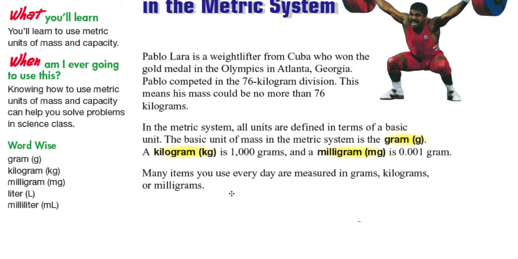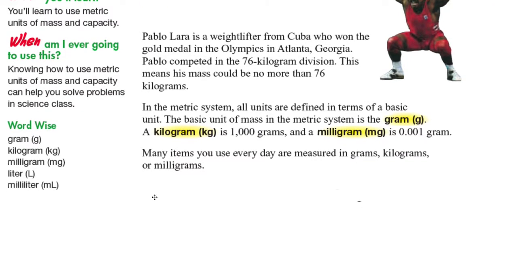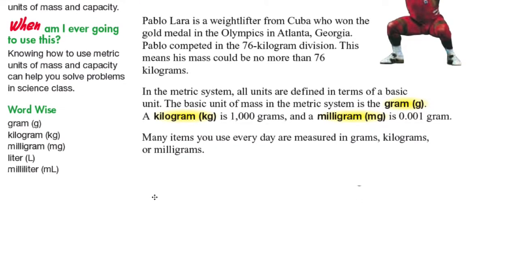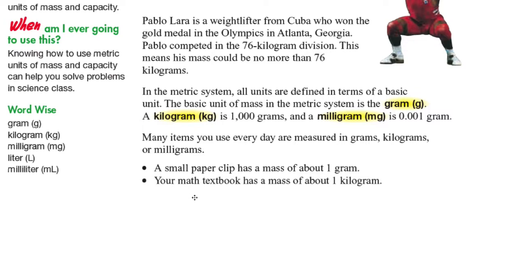Many items you use every day are measured in grams, kilograms, or milligrams. Let's take a look at some examples of these measures. A small paper clip is about 1 gram. Your math textbook has a mass of about 1 kilogram, and a grain of salt has a mass of about 1 milligram.